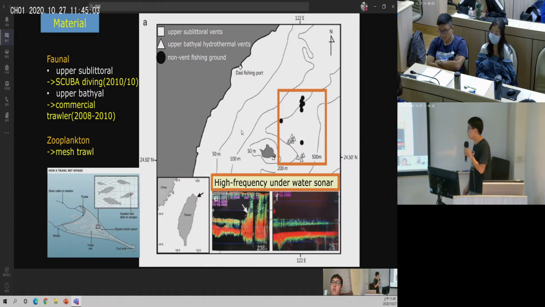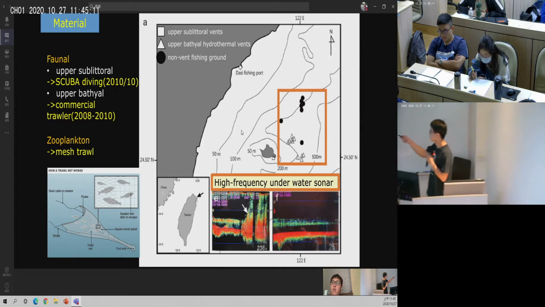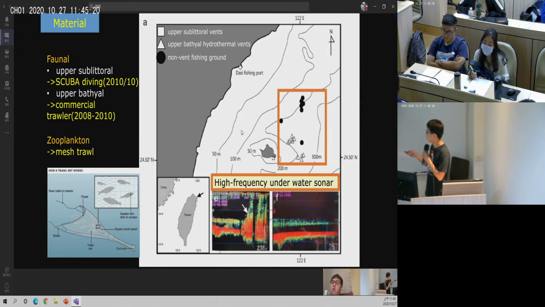So whether it will go to the non-vent zone and transfer the energy. Okay, this is our study place in Kueishan. The square means the sublittoral, which is the coastal area, and this triangle means the bathyal, the deeper one. And the circle might be no vent.